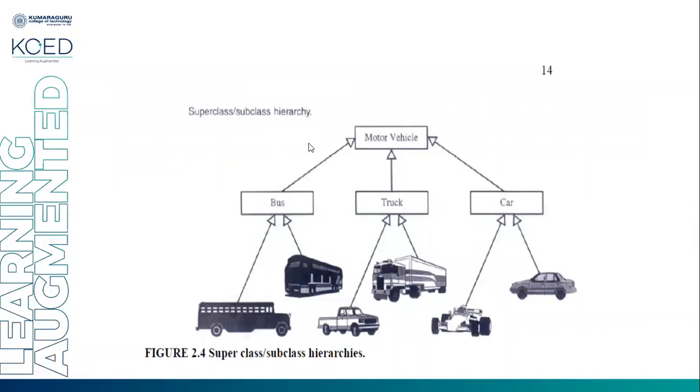As an example, motor vehicle has three subclasses: bus, truck, and car. The different types of buses inherit from the bus class, the trucks inherit from the truck class, and the types of cars inherit from the car class.